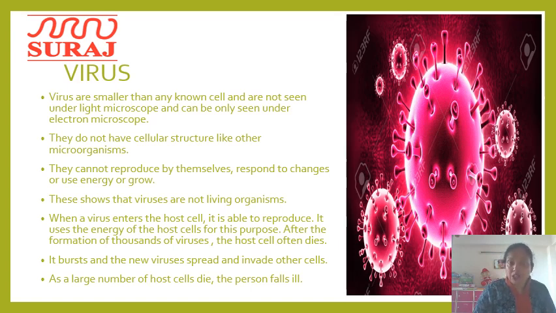And after the formation of thousands of viruses inside the host cell, what will they do? The host cell will burst and all these viruses will be released into your blood, and these viruses will now go and infect each and every cell in your body. Again in that cell they will start reproducing, then they will take over that host cell, and the host cell will die and the viruses will come out. In this way the whole body will get infected. So a large number of host cells die and then the person gets ill.